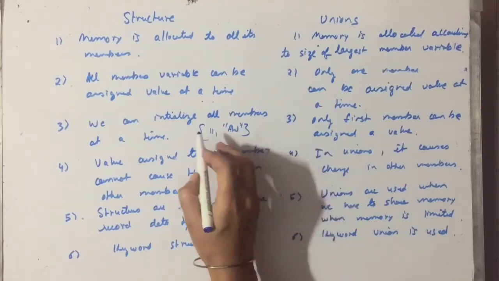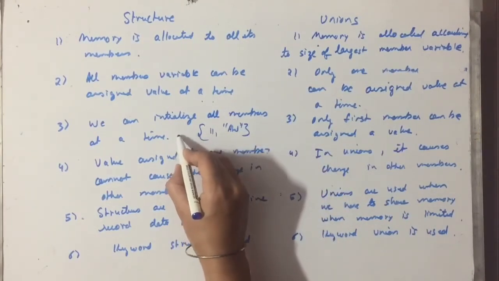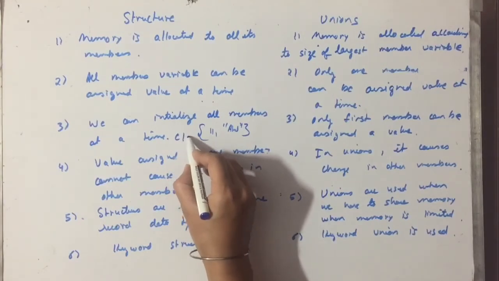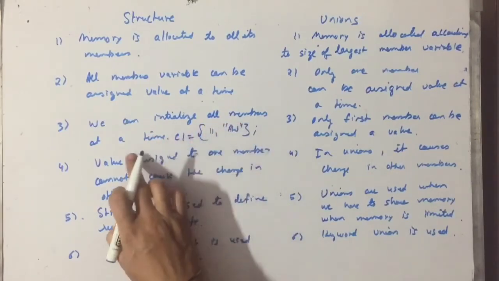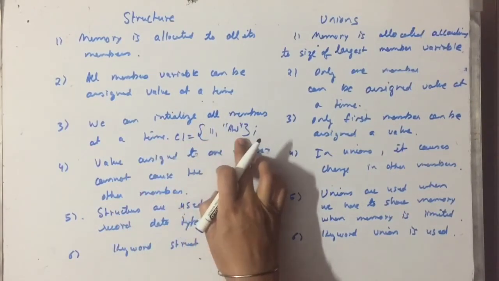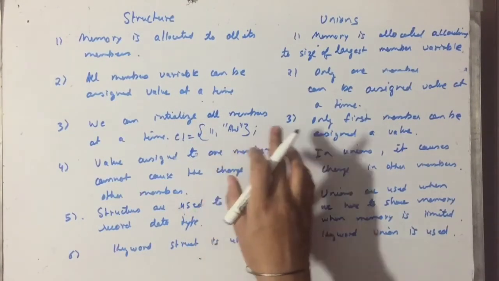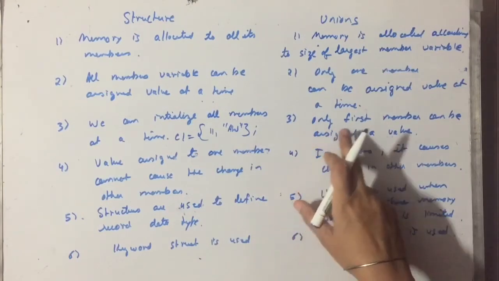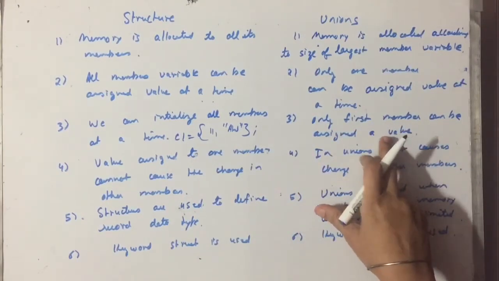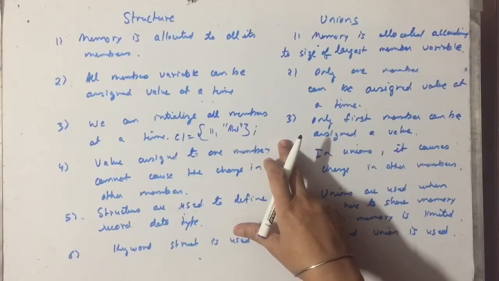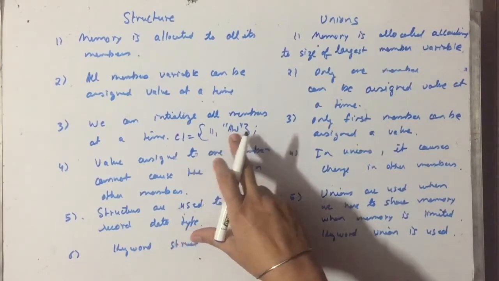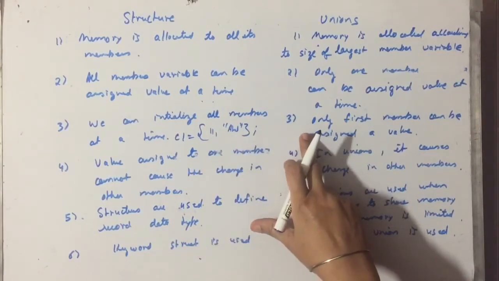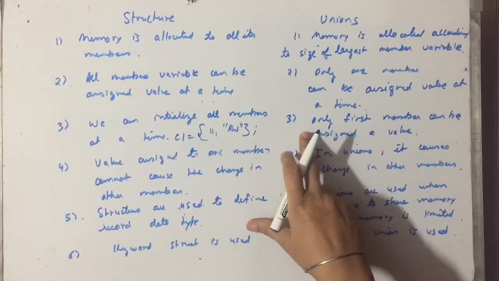So this was the way. Suppose the name of the employee variable was E1, and we initialized it this way. So we can initialize all members at a time. But in case of union, only the first member can be assigned a value. If the EMP example we are discussing were a union, then only one member, that is the first member, the EMPNO, can be assigned value at a time.